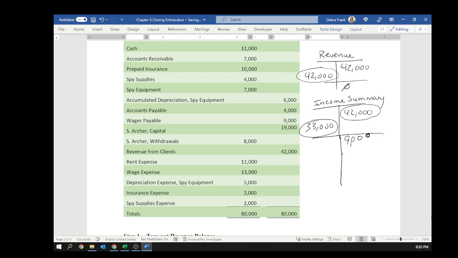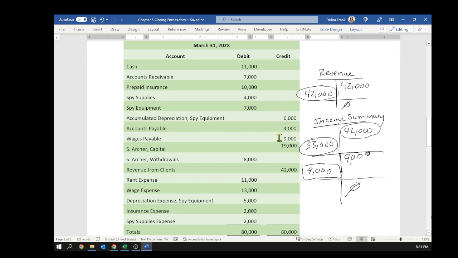All right, so I want to close out that. I want to make that 9,000 be a 0. So what do I need to do? I need to do another debit for 9,000. All right, so I'm going to debit my income summary for 9,000. What am I going to credit? Where am I sending this to? Well, we're sending this to capital. It's increasing capital. We can see capital's normal balance is a credit of 19,000 right here is our capital.